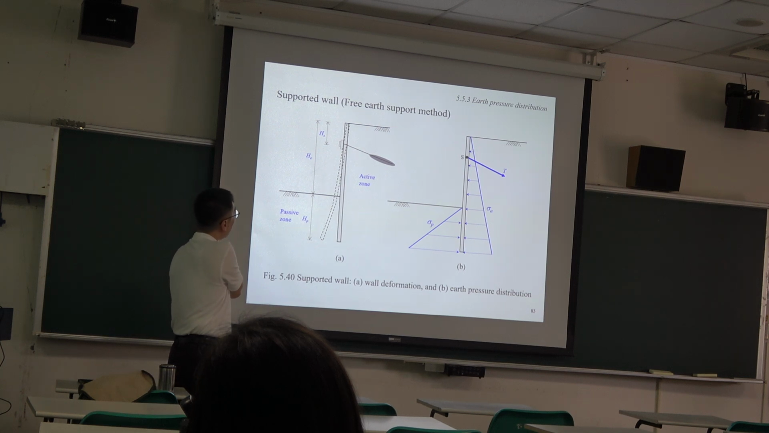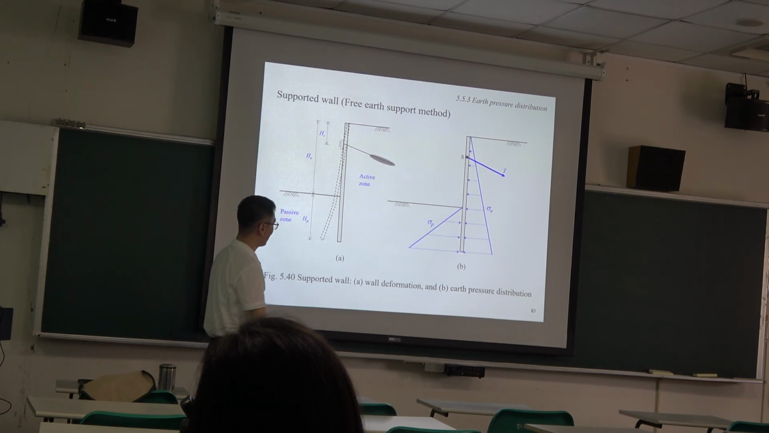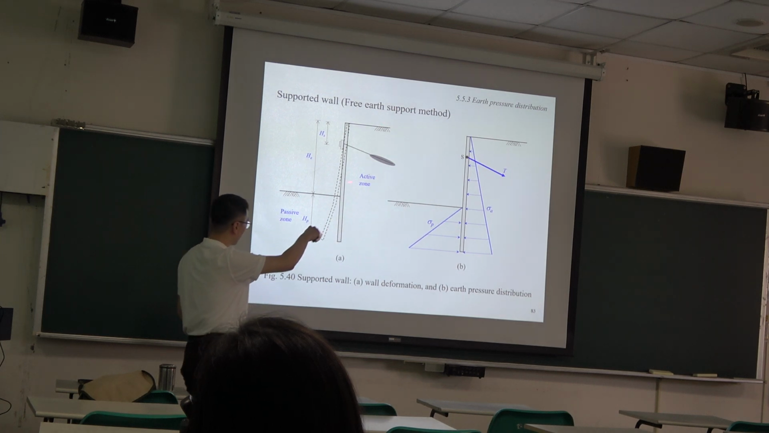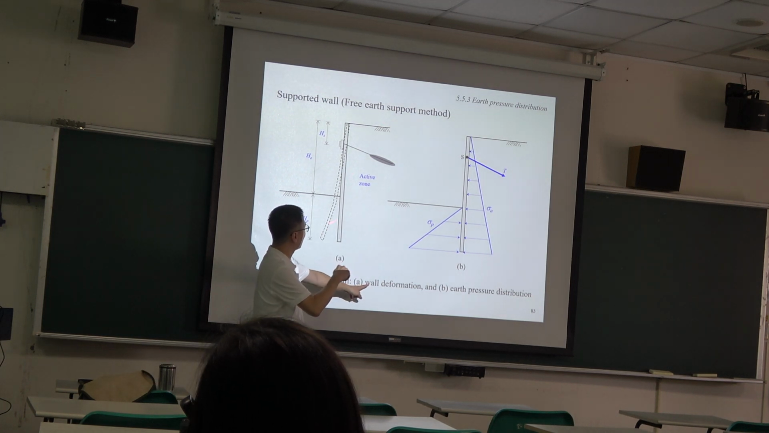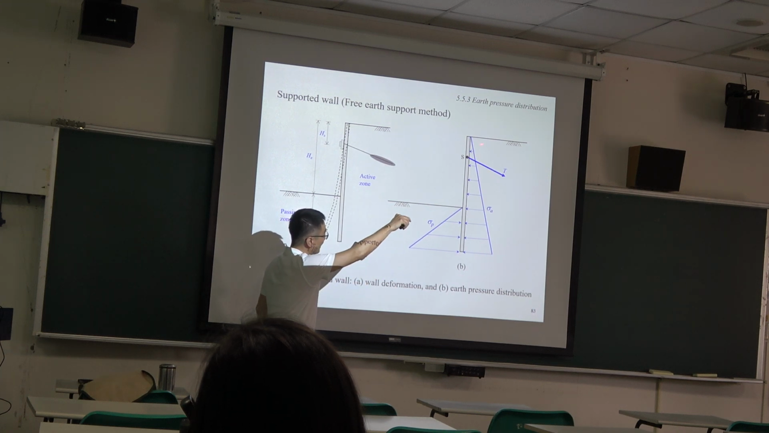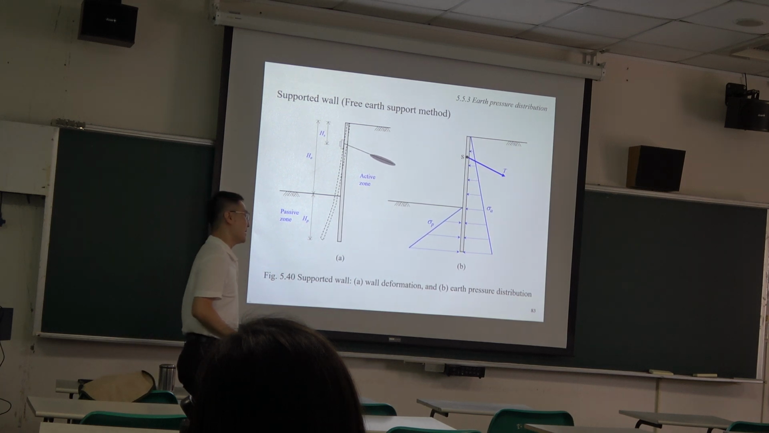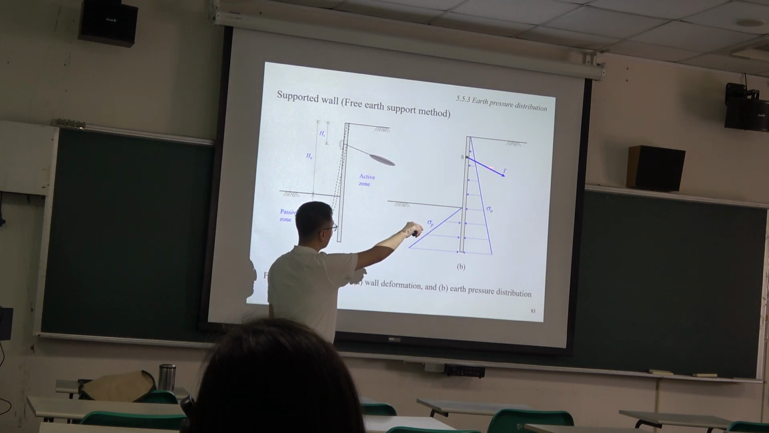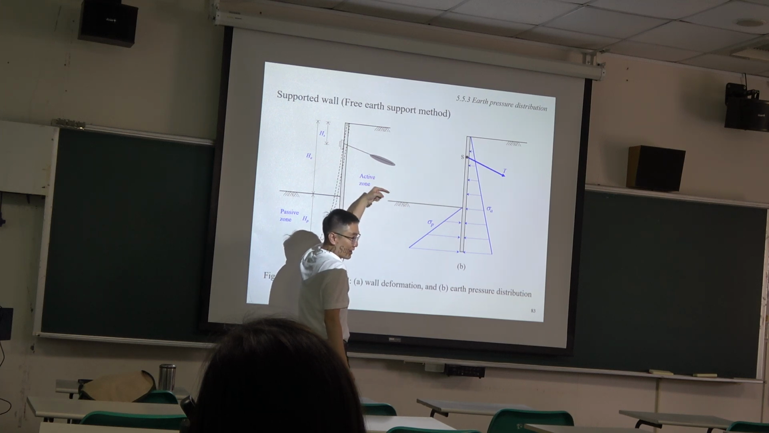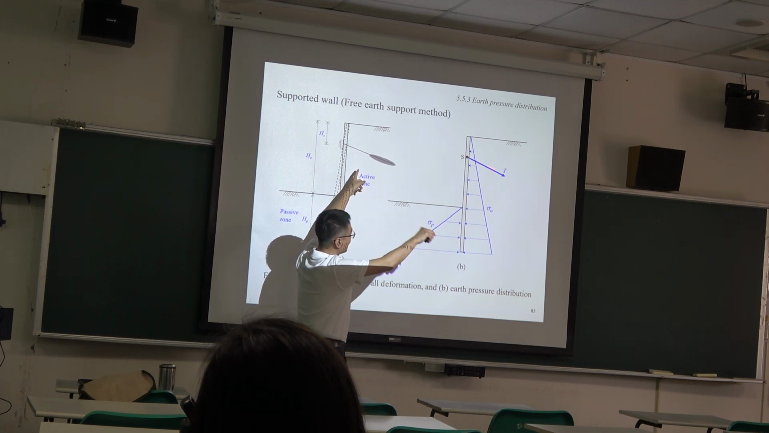Okay, then this part is the other way we analyze walls with anchor support, which we call the free earth support method. It performs like this: wall deformation is on the left-hand side, earth pressure distribution is on the right-hand side, and the anchor force depends on the installation direction. So we just suppose the anchor force is this.